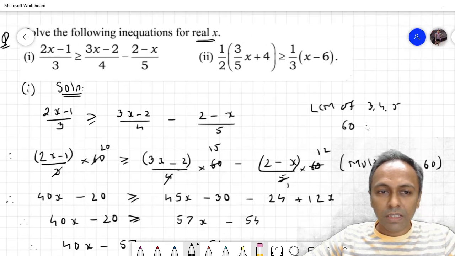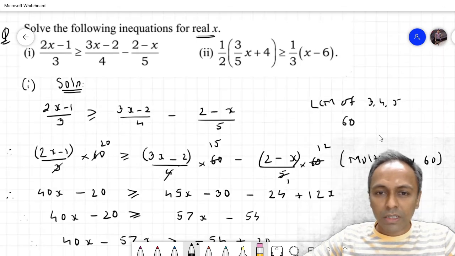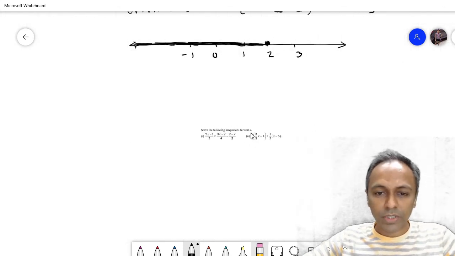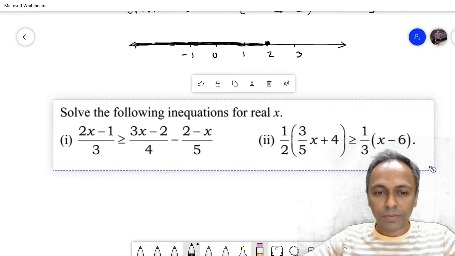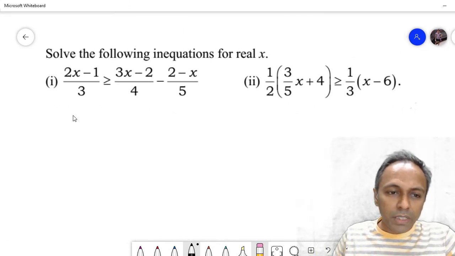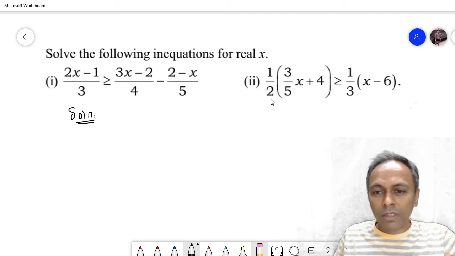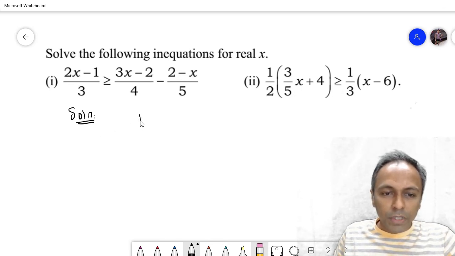Right. Let us take one more. Let me take the question again for you. This time we will solve the second part. In the second part, we have again an inequality, and there are only 2 terms, one on the left, other on the right. Let's begin. Let's copy the question.